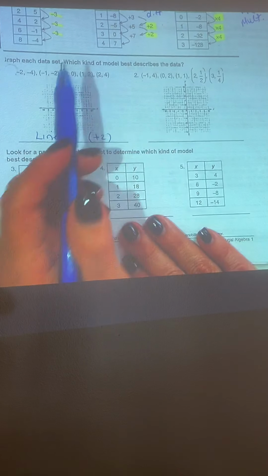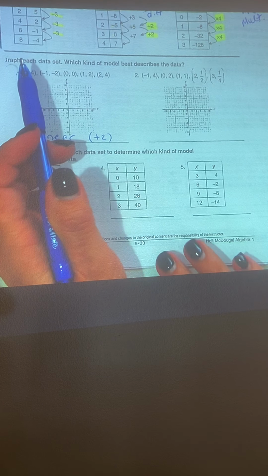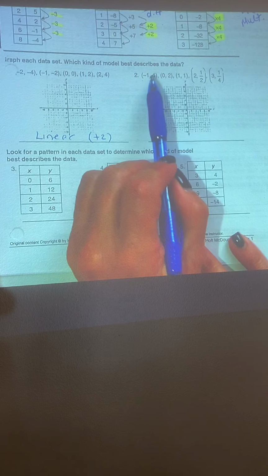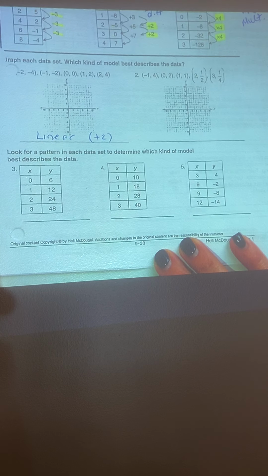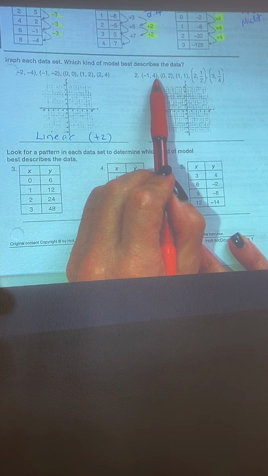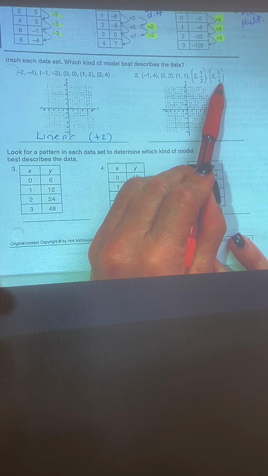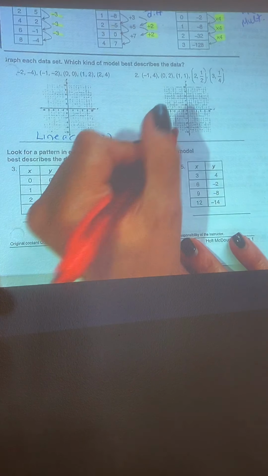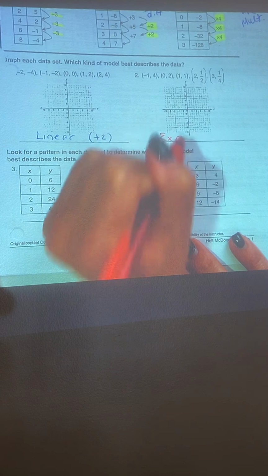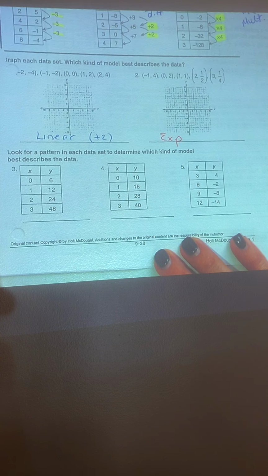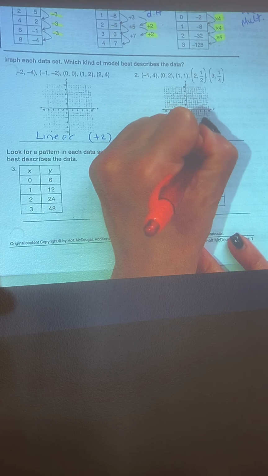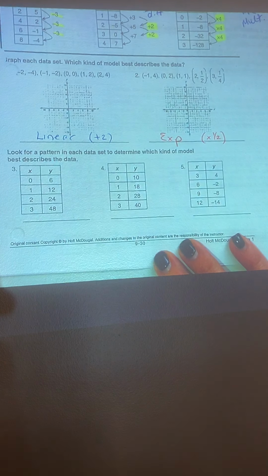Next, -1, 0, 1, 2, 3. My x's are good. My y's, 4, 2, 1, 1/2, 1/4. There you can see it's exponential. You could say dividing by 2, but dividing by 2 is the same thing as multiplying by 1/2. We always have to be talking about multiplying.